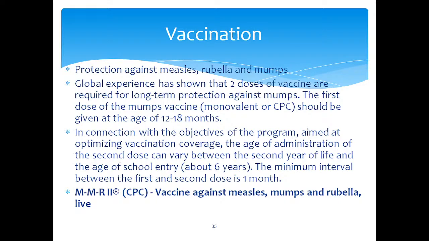Global experience has shown that 2 doses of vaccine are required for long-term protection against mumps. The first dose of the mumps vaccine should be given at the age of 12-18 months. In connection with the objective of the program aimed at optimized vaccination coverage, the age of administration of the second dose can vary between the second year of life and the age of school entry. And we use the MMR vaccine, and it's a live vaccine.